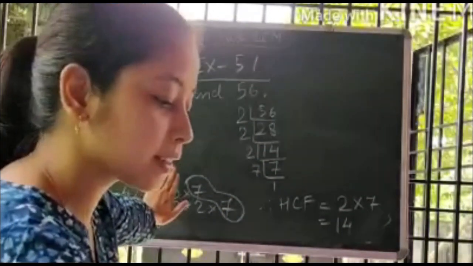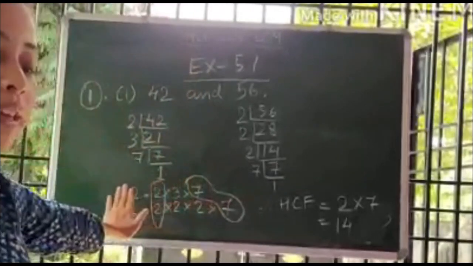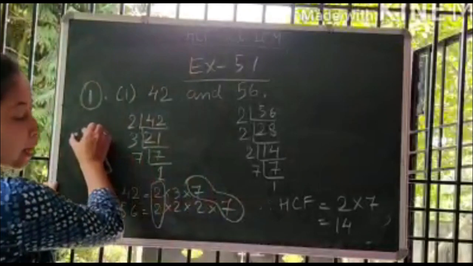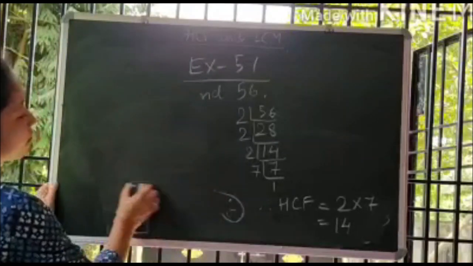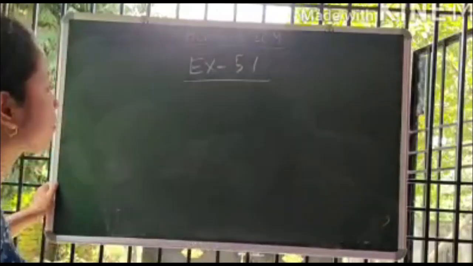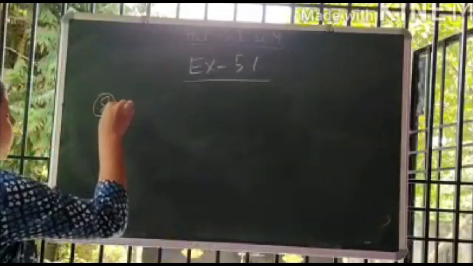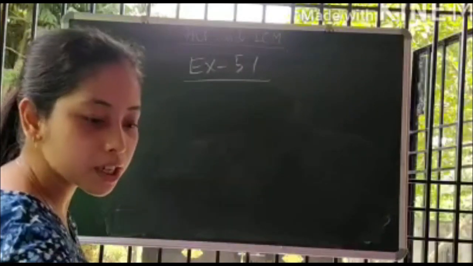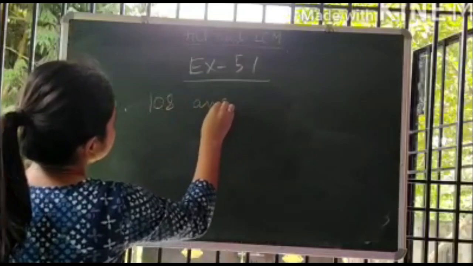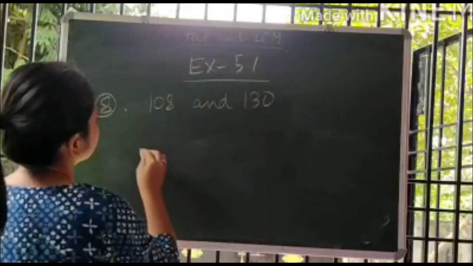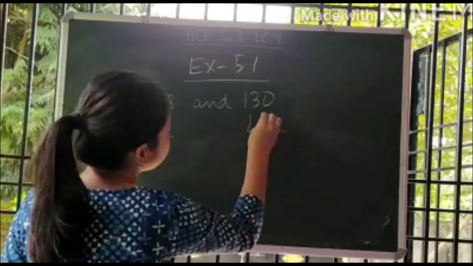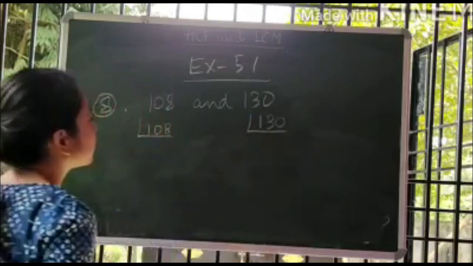Now let us come to the next sum. Let us see question number 8. The numbers in question 8 are 108 and 130. Now let us do the prime factorization of 108 and the prime factorization of 130.